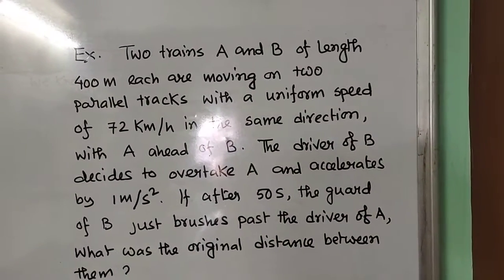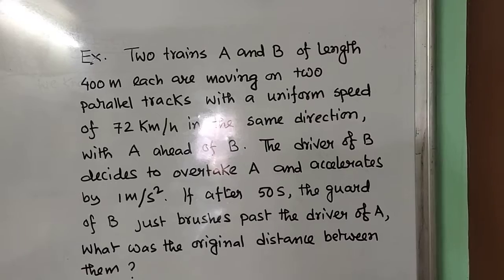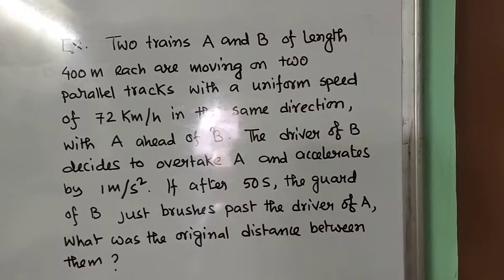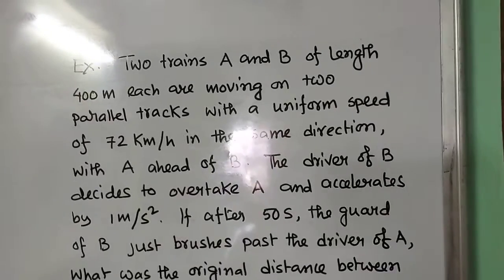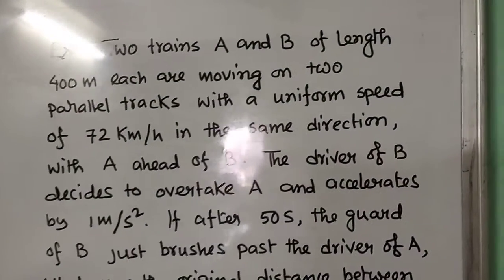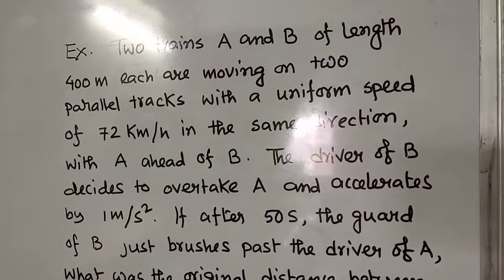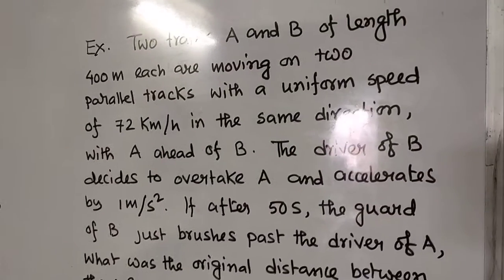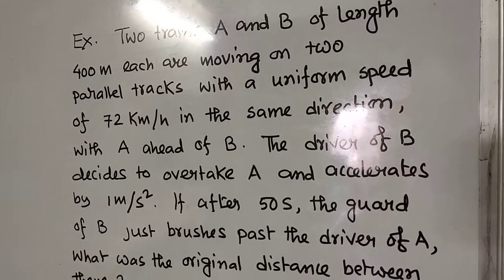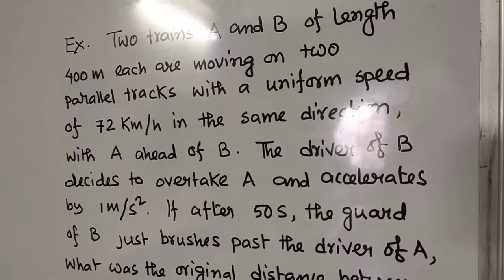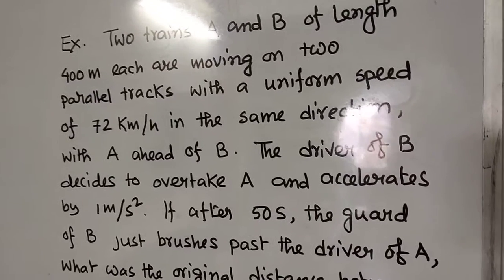Two trains A and B of length 400 meter each are moving on two parallel tracks with a uniform speed of 72 km per hour in the same direction. Both are moving in the same direction. So relative velocity is nothing but the difference between the two velocities. So let me read out.